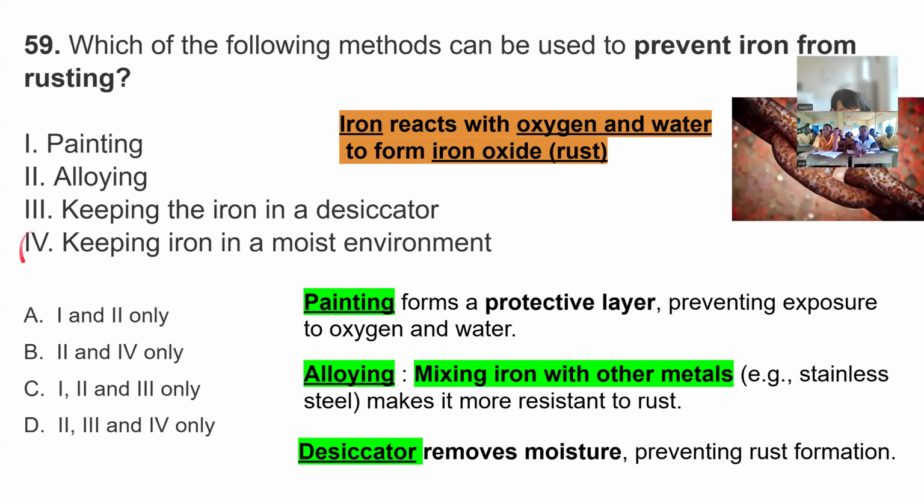Number four, however, says keeping iron in a moist environment. This will actually promote iron rusting, because iron reacts with oxygen and water to form rust, and more water means a higher chance of forming rust. So the answer is C, 1, 2, and 3 only.